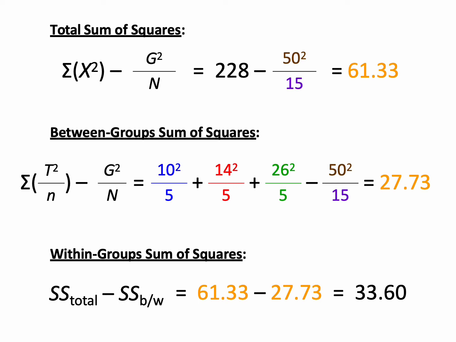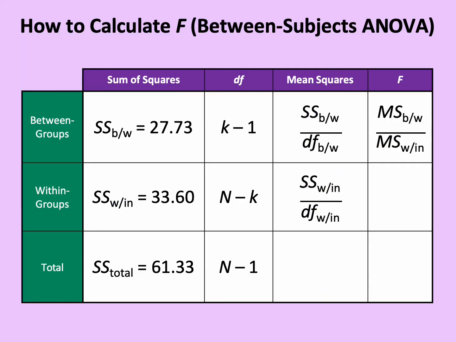Now our next step is to input each of these three values into our table. The first column, like I said, is the sum of squares column. The between groups sum of squares we calculated was 27.73. The within groups sum of squares was 33.60. And the total sum of squares was 61.33.